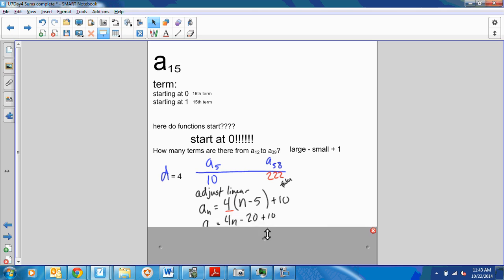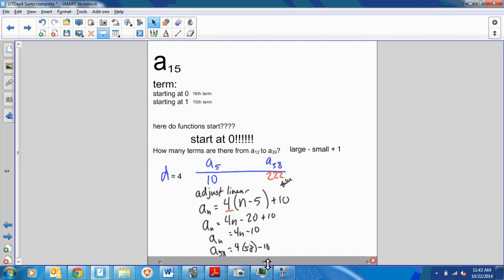Now notice if I solve this, you distribute the 4, I get 4n minus 20 plus 10, and the sequence would be 4n minus 10 starting at 0. You can see if I subtract 4 enough, 4 times 5 will subtract 20 from that and adjust it back there. So if I want to find a sub 58, I can plug in 58 into this equation and then eventually find that 222. All right, so that's just talking about how to find specific terms, understanding what that subscript is.